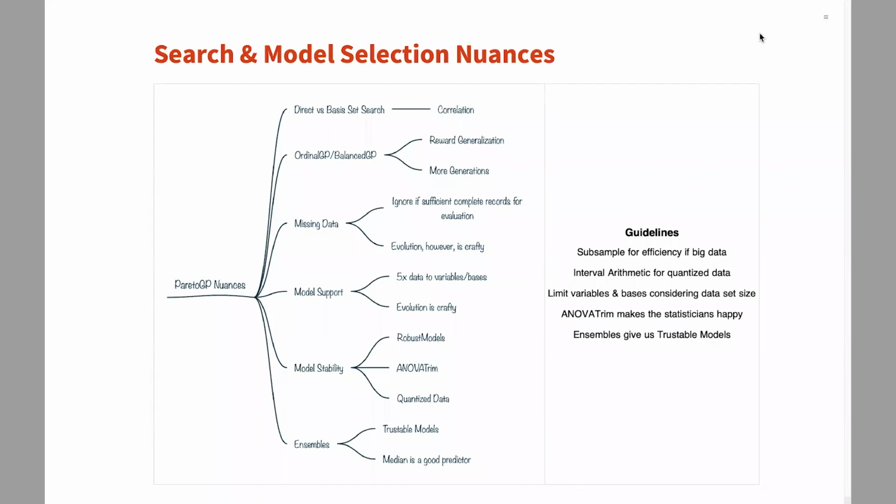The other is that you can analyze the models with the ANOVA, trim, clean out terms, models that don't at the top level pass an ANOVA test. So the statisticians can be happy with you. And eventually, because we're going to go through and we're going to do this modeling, and it's going to be stochastic, and we're going to have thousands and thousands of models and a handful of variables that we really look good, we're going to build ensemble models, and these give us trustable models.